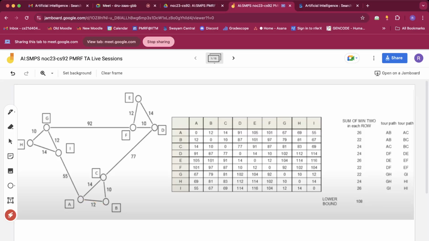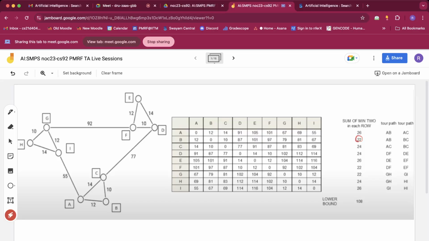So this is known to us, and when we have to find the lower bound, what we do is we look for the two minimum costs in each row. For the first row, which is all the distances we could go to from A, 12 and 14 are the two lowest costs, which correspond to the edges AB and AC. We add them up and write that over here, and we repeat this process for each of the rows. For B, the two lowest costs are 12 and 10, which sum up to 22, corresponding to edges AB and BC.